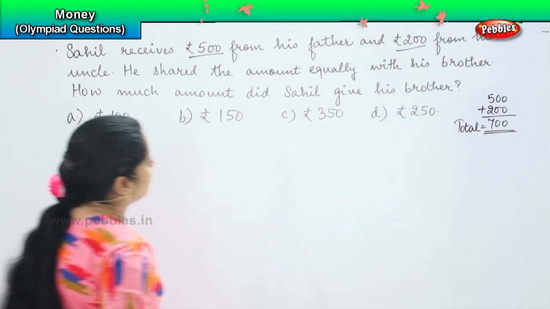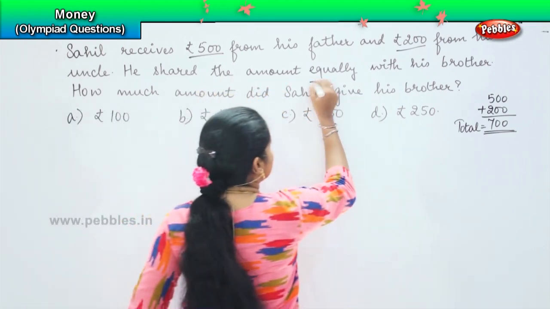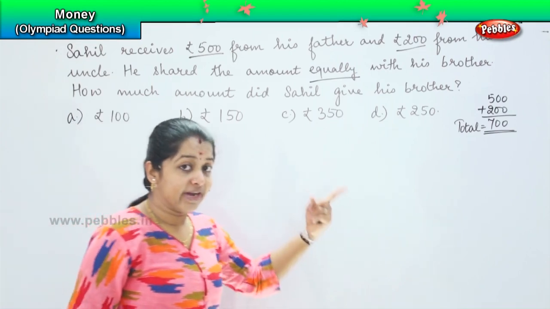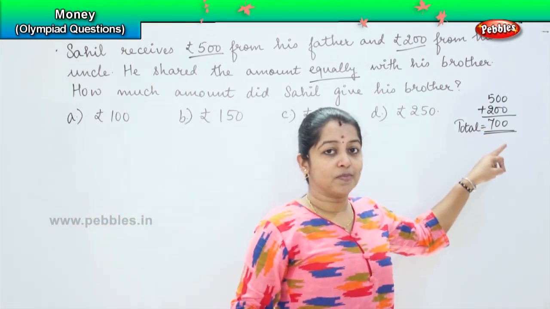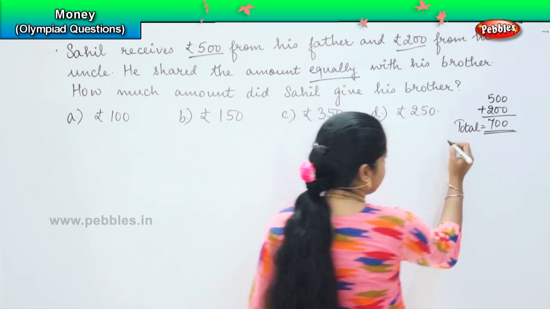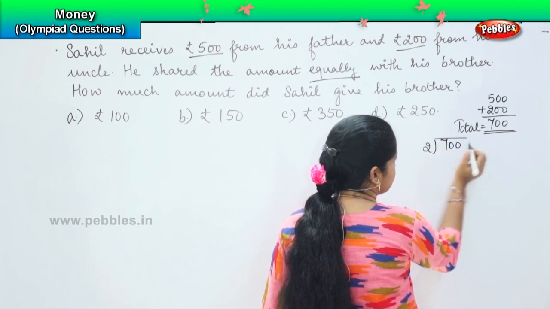Okay? Now, the second part of the question says he shared the amount equally with his brother. So which means we have to divide here. So this 700 should be divided equally among his brother and Sahil. So what we will do here? So 700 divided by 2.